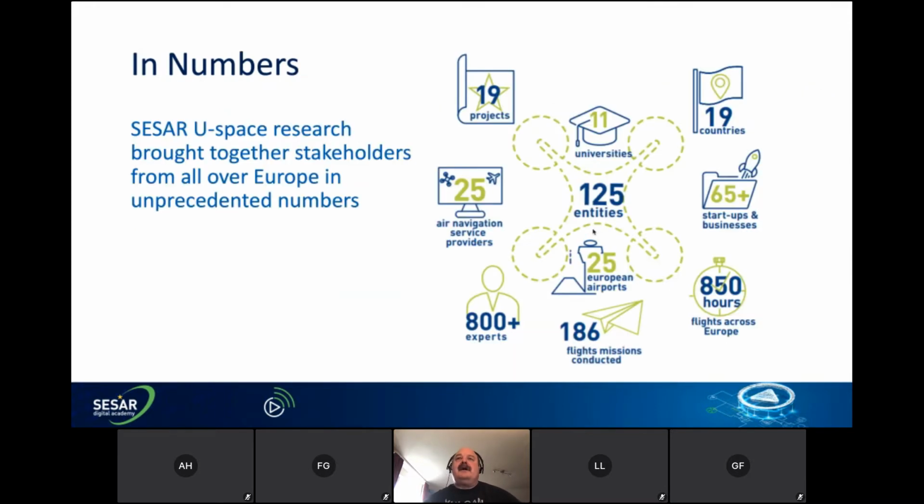Now, when I say it was a large task and a massive amount of information, take a look at some of this. We had 125 entities involved from 19 countries with 850 hours, with over 186 flights. This represents a magnificent effort from all over Europe. 25 European airports, 25 air navigation service providers, and more than 800 experts across Europe. And the final figure there is these 19 projects. That's the 9 exploratory research and 10 demonstration projects.